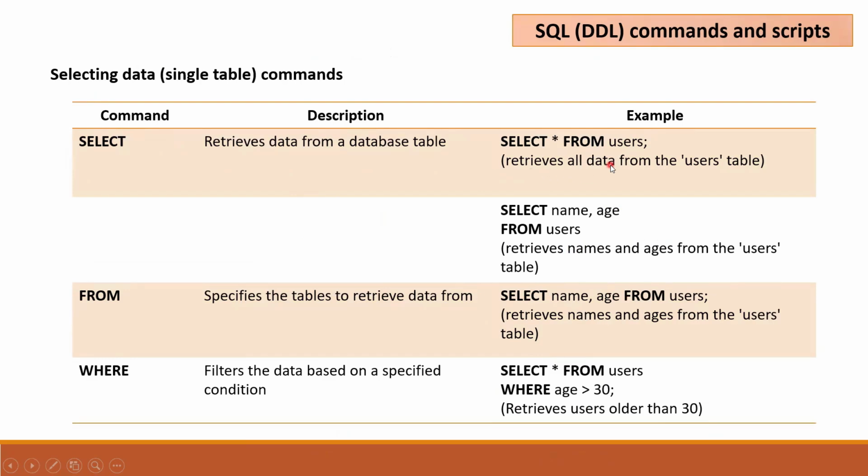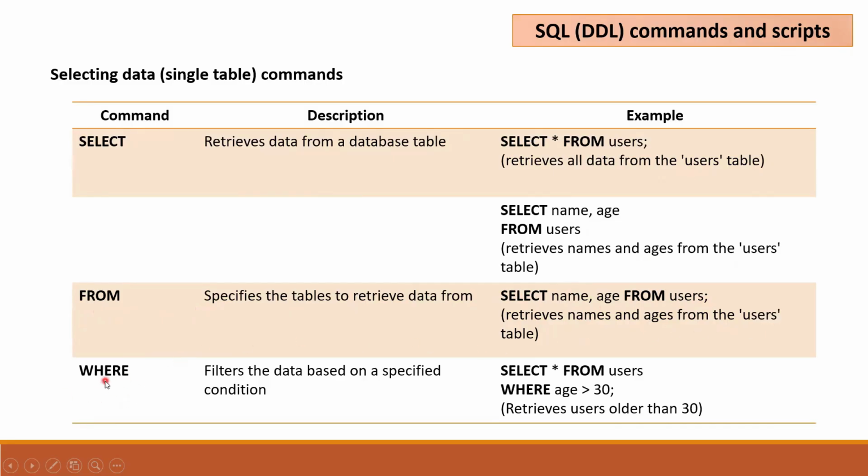In a single table, for example, select star from users. It means that it retrieves all the data from the users table. The other example, select name, age from users. It means that it retrieves names and ages from the users table. This means that it retrieves names and ages from the users table.